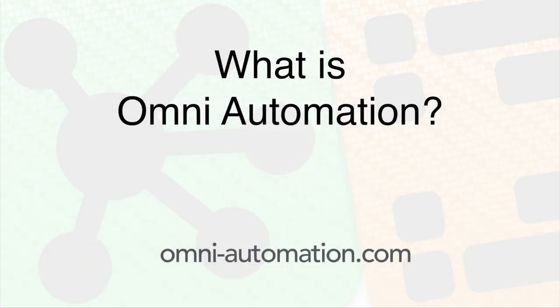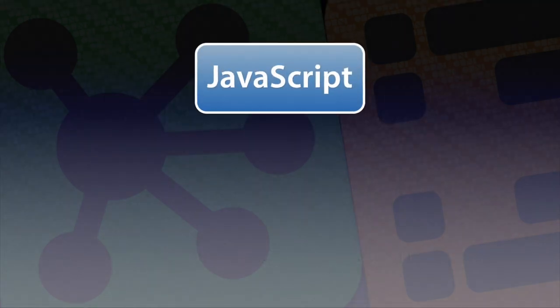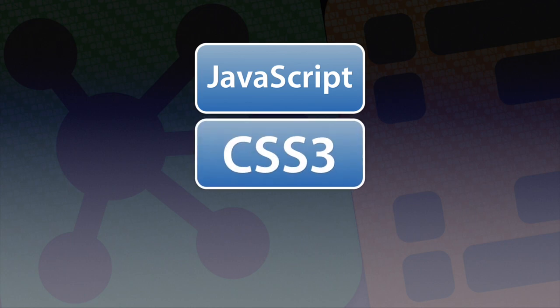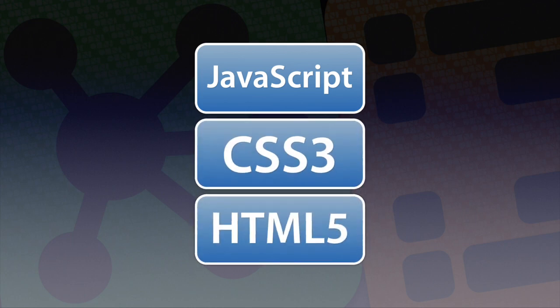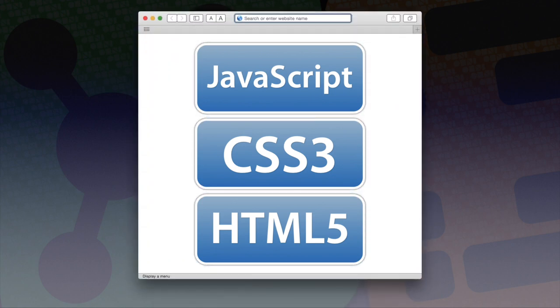Okay, and so what's Omni Automation? Well, Omni Automation is about JavaScript and CSS and HTML5. We're used to these items working together wrapped in a web page. We've all seen JavaScript, CSS, HTML5. That's how the World Wide Web works.